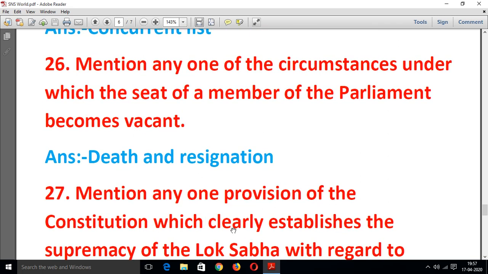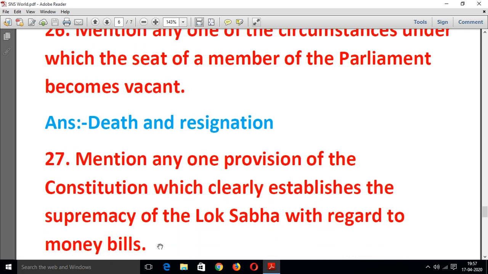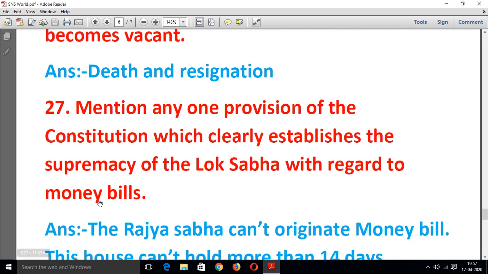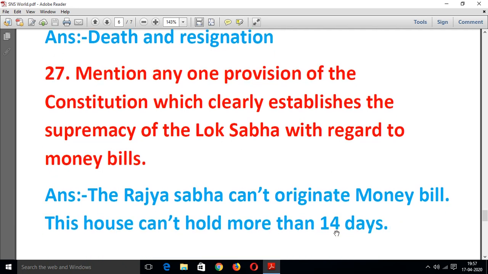Mention any one provision of the Constitution which clearly establishes the supremacy of the Lok Sabha with regard to money bills. The Rajya Sabha cannot originate a money bill. Only the Lok Sabha can. The Rajya Sabha cannot hold a money bill for more than 14 days.